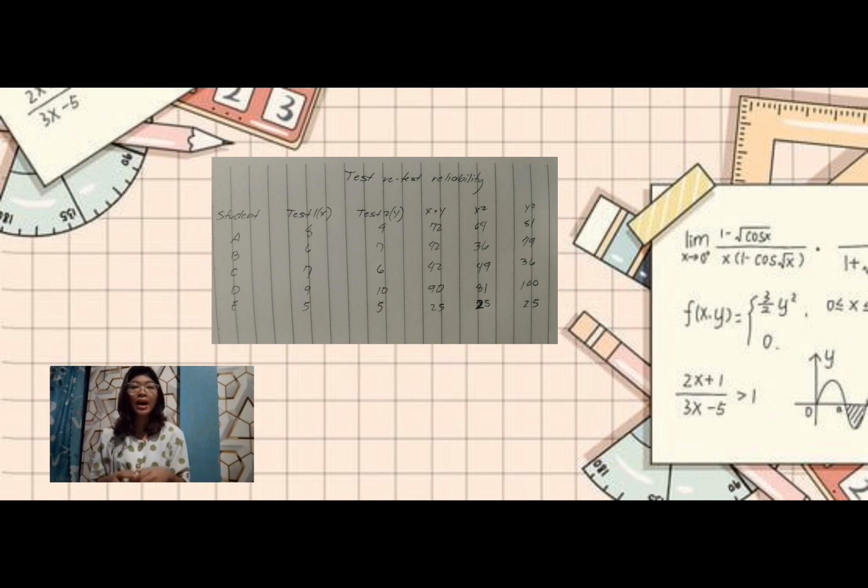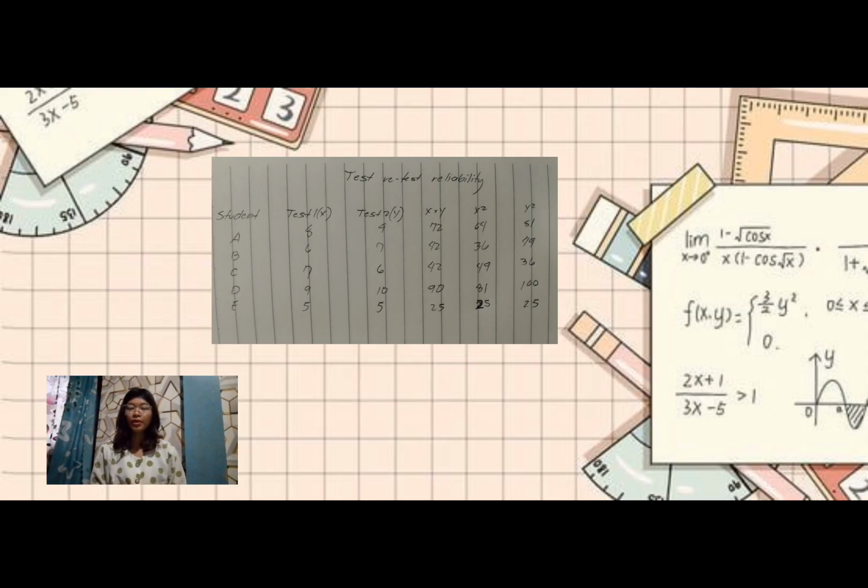And then after that, how will we get the x squared? Since we know that there is an x squared, it means we are going to multiply it repeatedly. First of all, on how we get the x squared, we multiply the test 1, or the x, repeatedly. Say for example, 8 times 8 equals 64, and then the next one, and so on. We will multiply it.